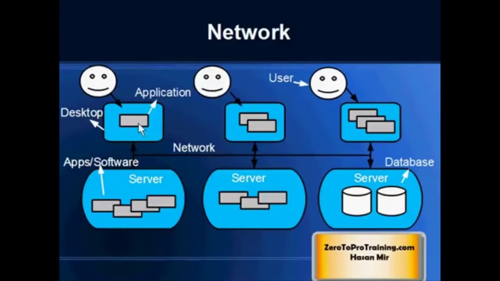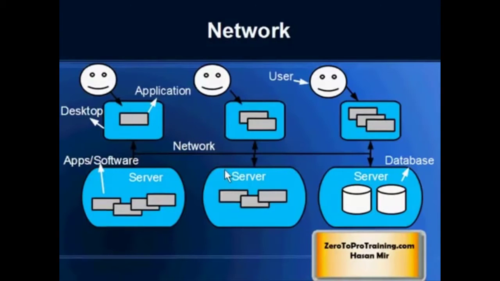Maybe one user is sharing his or her screen with other users, so we need some kind of a pipeline that would enable the flow of data from one computer to the other, and that pipeline is called a network in an IT environment.